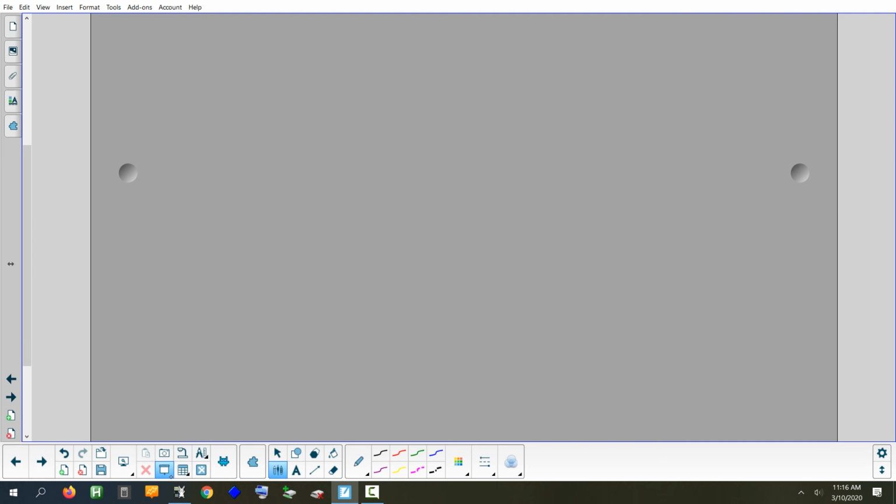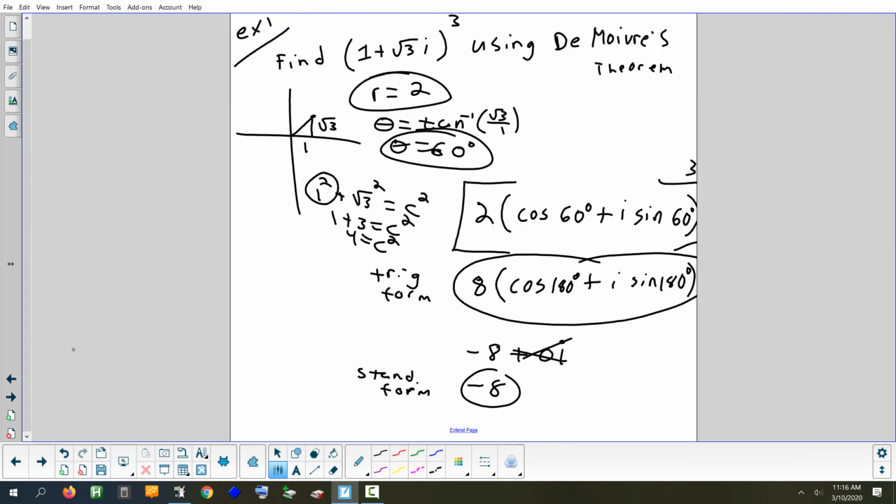So I want to think about this for 1 second. You took what I just underlined in red and you cubed it and you got -8. How could you take -8 and go back to what you started with? So you took what was in red, you cubed it, and you got that. How could you take that and reverse it and go back? Cube root, yes. So if you take the cube root of -8, that would be one of the answers.